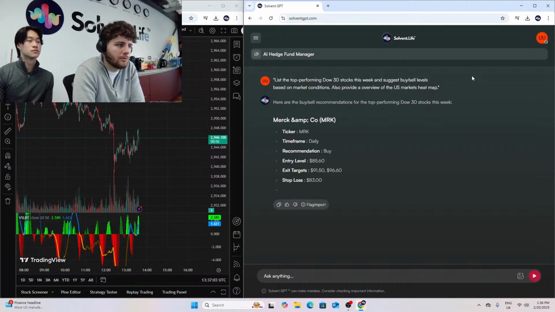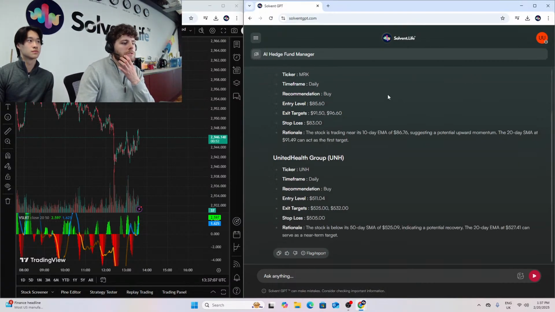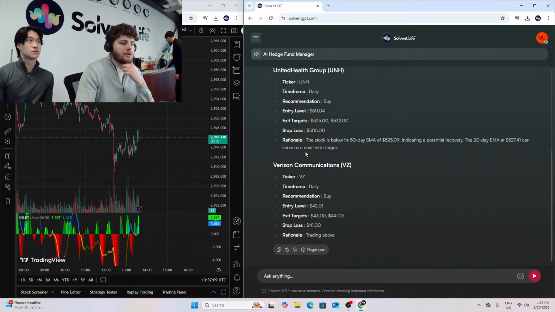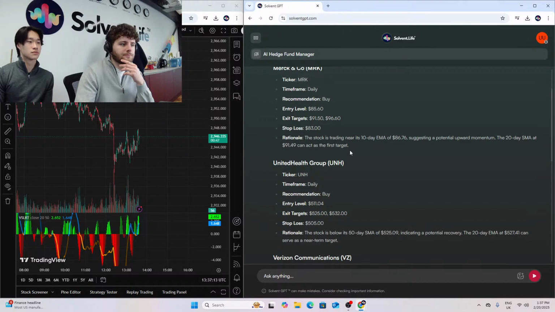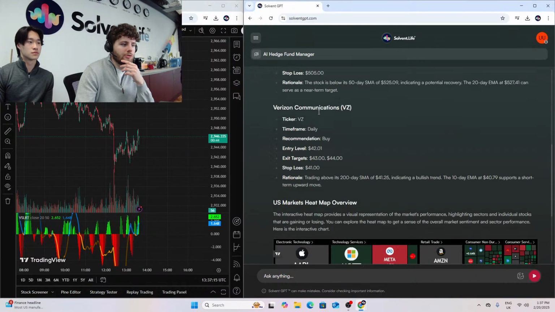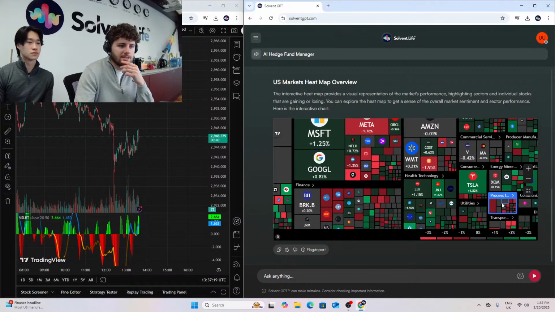But we will go see what we have here. Merck and Co. United Health Group, very strong at the moment. Verizon. Fantastic. Three recommendations here. And then we have the sectors.